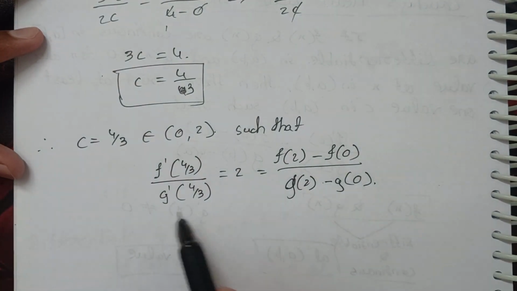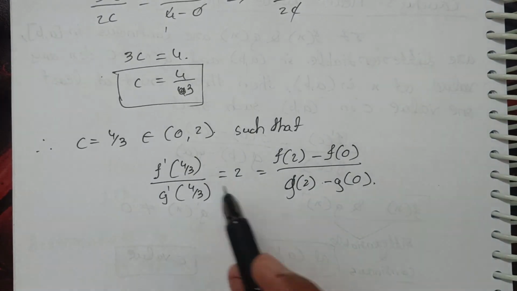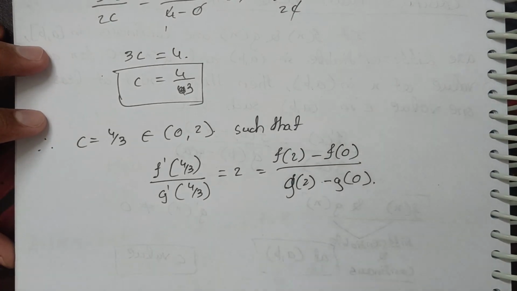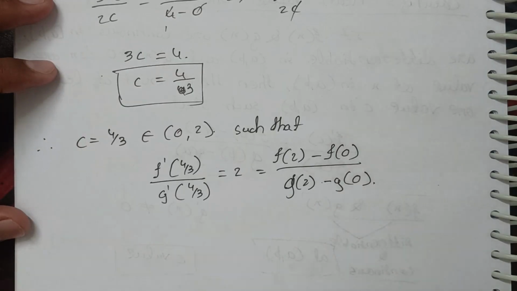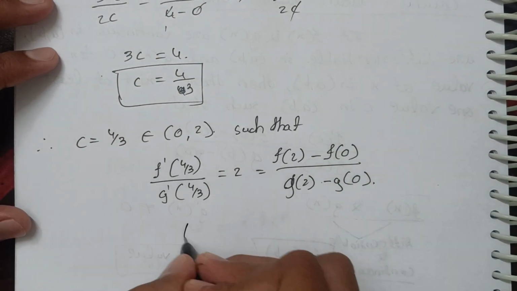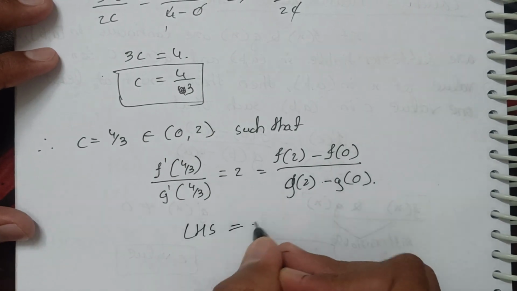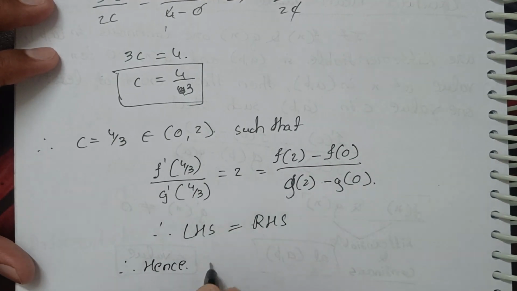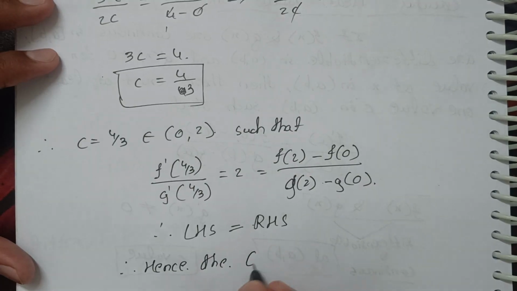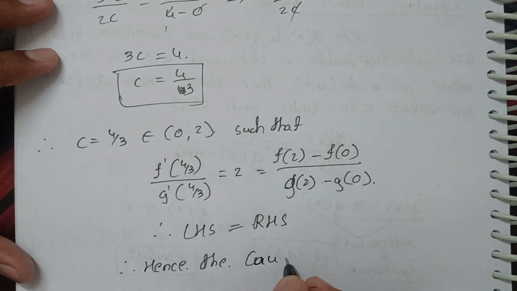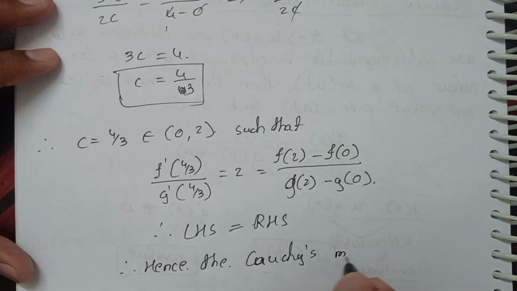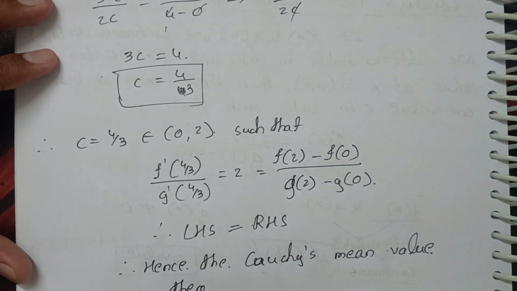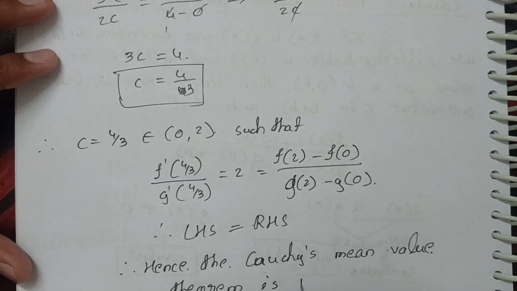So if you have not understood the logic of how it has been proved or equal, you can check my previous videos. There I have solved how we can prove the LHS and RHS side. So let's state here LHS is equal to RHS. So hence the Cauchy's mean value theorem is proved.